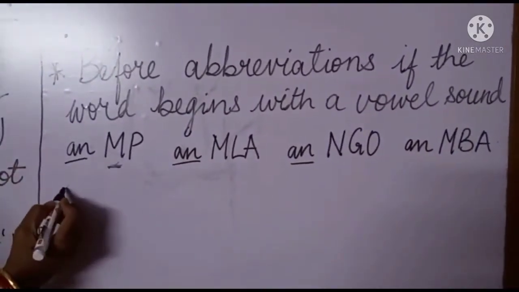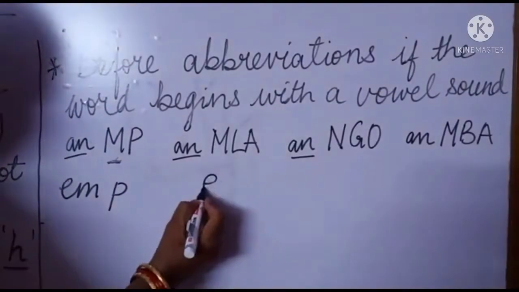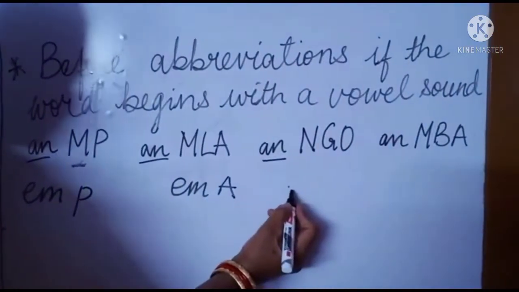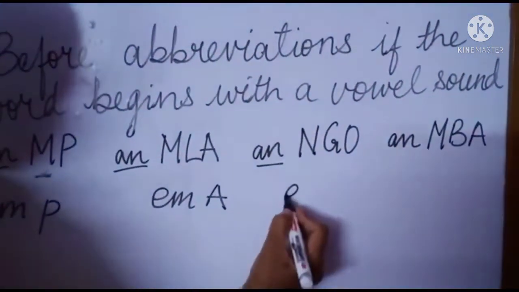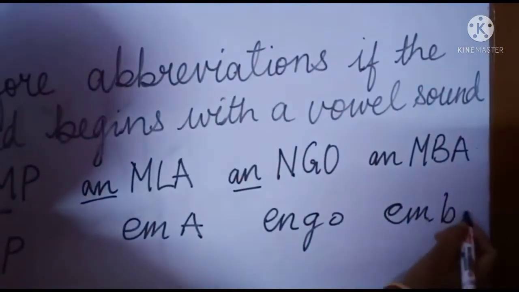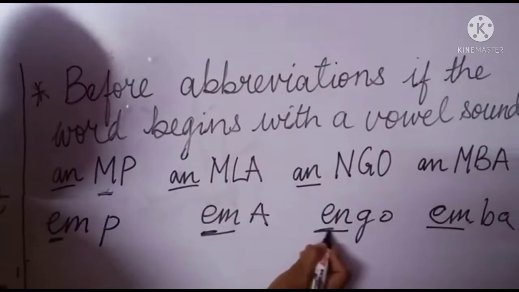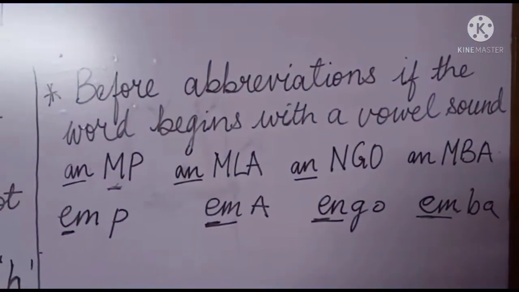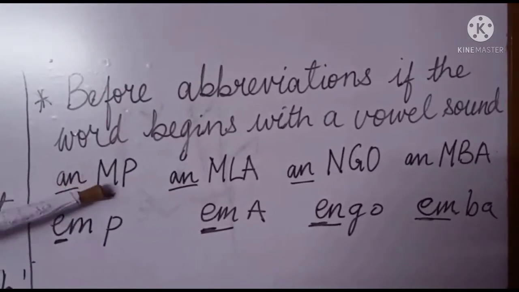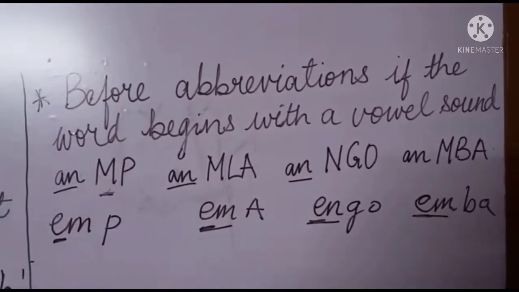No. This M sounds like "em." MP. Same with MLA, EM, MA. NGO. NGO means non-government organization. MBA. So you need to check the E sound over here. E is a vowel. The vowel sound you check, and that's why you place "an" before abbreviations that have a vowel sound in them.